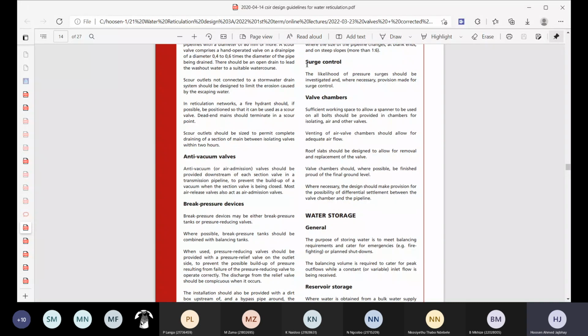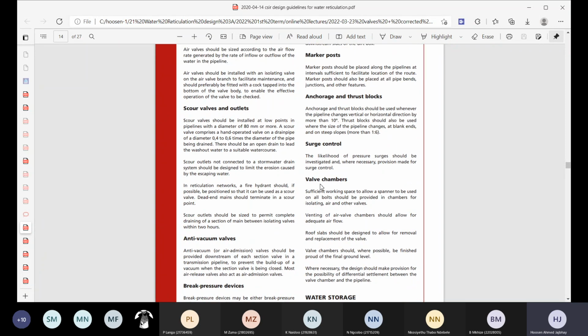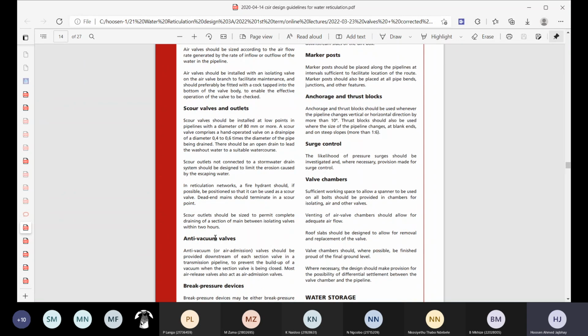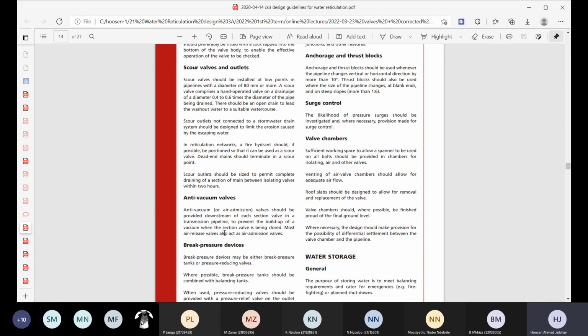The section on surge control valves I will discuss when we discuss water hammer. So you'll find mention of a surge control valve there, and valve chambers and marker posts. These are just structures that go around or with a valve when you install a valve in a system. That's all there is in the CSR guidelines. Please read through these things, and they explain the purpose for these valves and the need for these valves.